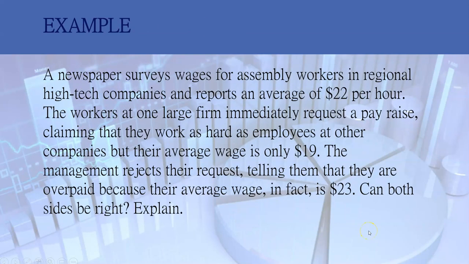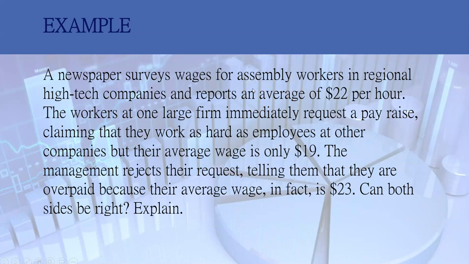In this following example, it says a newspaper surveys wages for assembly workers in regional high-tech companies and reports an average of $22 per hour. The workers at one large firm immediately request a pay raise, claiming that they work as hard as employees at the other companies, but their average wage is only $19. The management rejects their request, telling them that they are already overpaid because their average wage is in fact $23. Can both sides be right? So in this case, actually, yes, they both could be right. All of this has to do with the word average that's being thrown around here.